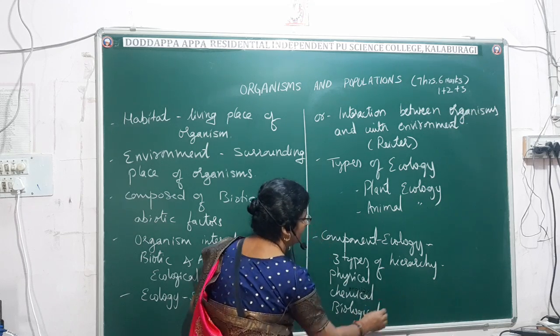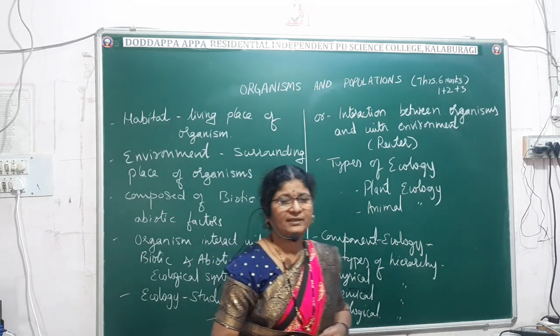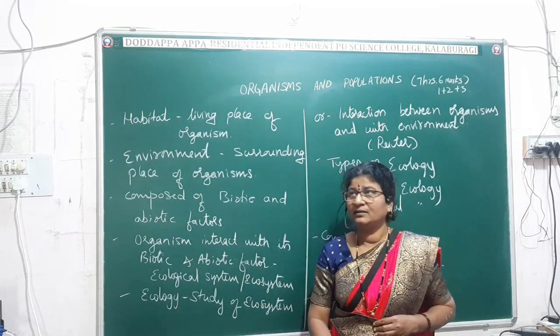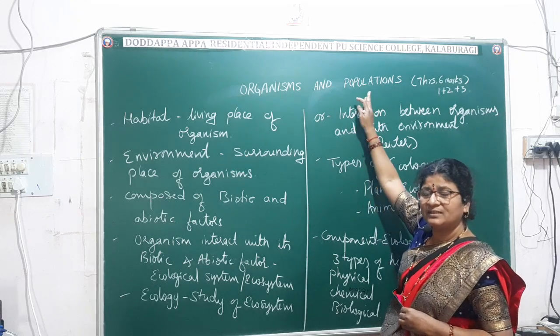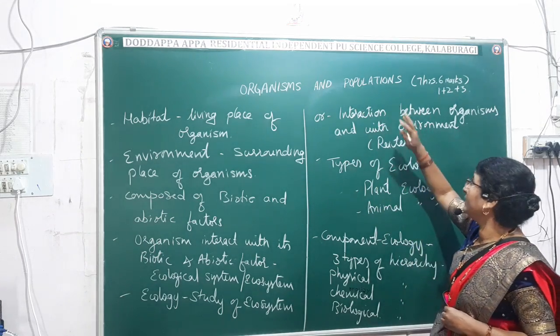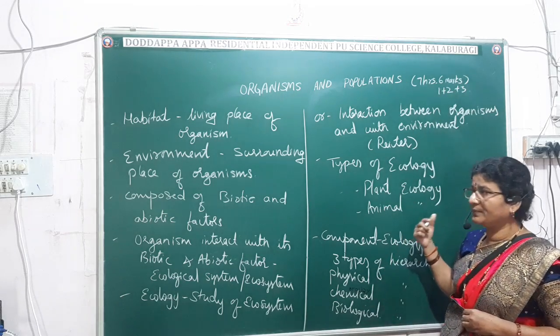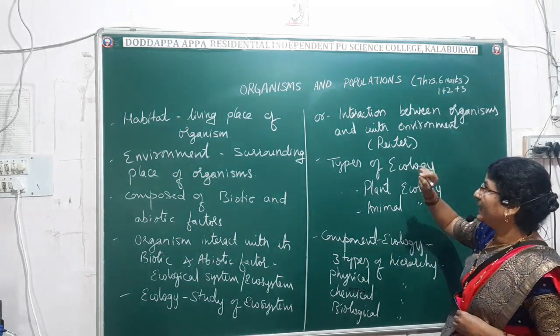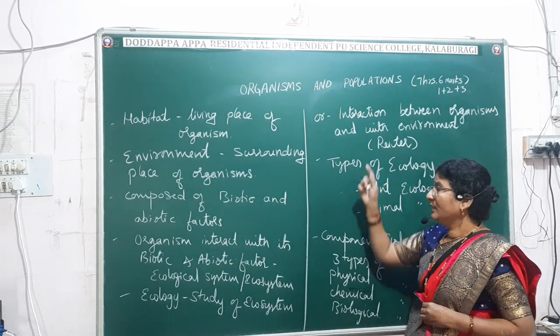Biological hierarchy. Now let us discuss one by one. So till now, what did I tell? We are discussing organisms and population, which is a 7-hour topic. Teaching hours are 7 and marks are 6, and it will be asked in 1 plus 2 plus 3. So organisms and population includes some side headings.